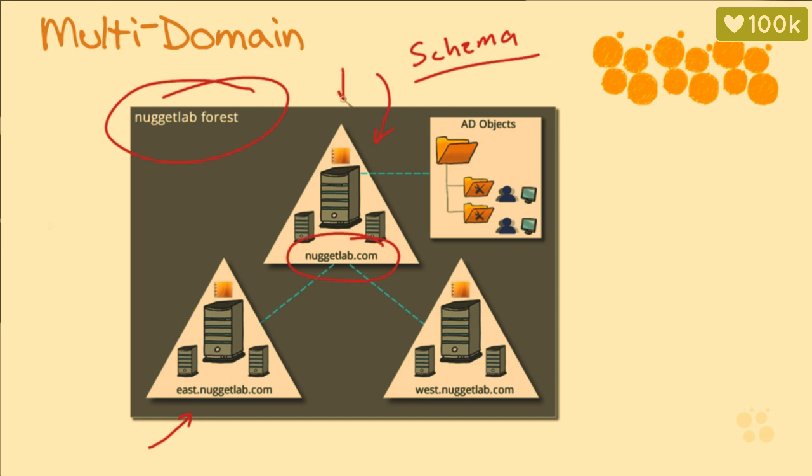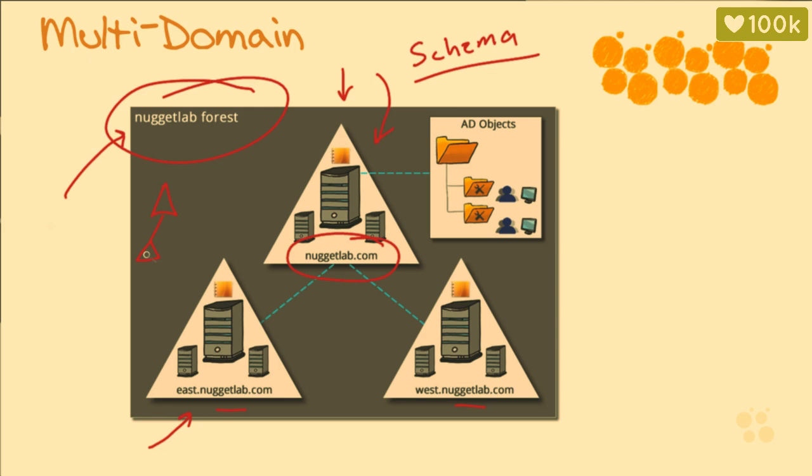This, by the way, is called a domain tree. So nuggetlab.com is the parent, and then we create these children, and we're forming what's called a domain tree. You could go into this NuggetLab forest, and you could create another domain tree. So you could start with a new naming scheme and create another tree within this forest.